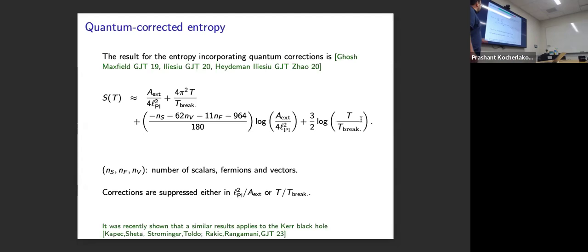Okay, so let me give you the answer. So this is the quantum corrected entropy. And these quantum effects appear in a lot of quantities, the entropy, the quasi-normal modes I might mention in a bit if I have time, but this is just the simpler one to illustrate the effect. And well, this was computed in these papers, and recently it was shown that this result also applies for the Kerr black hole. So it was originally done for Reissner-Nordstrom, and it was recently shown to apply also for the Kerr black hole in these two papers. And as a function of temperature, the entropy has the following form. It depends on a few parameters. So we have the extremal area, this breakdown scale, the temperature, and also this coefficient n that tells you how many scalars, fermions or vectors your theory has in four dimensions that are light.